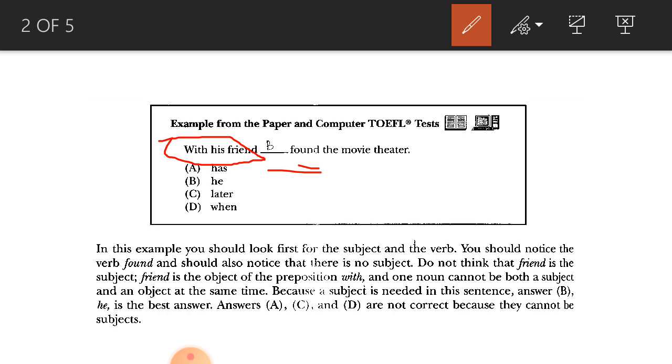If you look at the choices, we have A, has, B, the pronoun he, C, later, and D, when. And as I said in skill number 1, the subject can either be a noun or a pronoun. So in this case, the best answer to complete this sentence is B. With his friend, he found the movie theater. With his friend is a prepositional phrase. It is not a subject. So make sure that an object of a preposition is not a subject, even if the sentence lacks a subject.